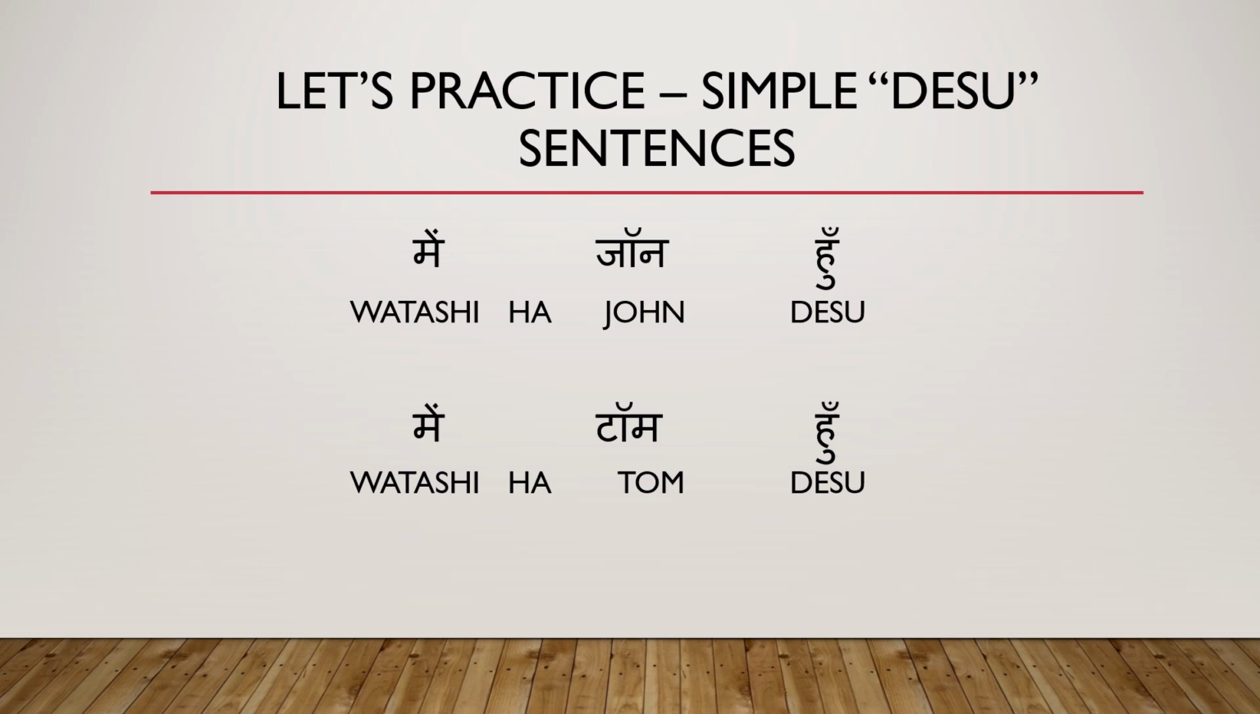So मैं John हूँ. In place of मैं, what's the subject? In Japanese, how do we say मैं? Watashi wa. John is John, and for the word हूँ, the Japanese word is desu. So Watashi wa John desu. Let's move to the next sentence. मैं Tom हूँ. In that case, it would be Watashi wa Tom desu. So if you notice, Watashi wa and desu are constant. The only word that is changing in the sentence is the object.